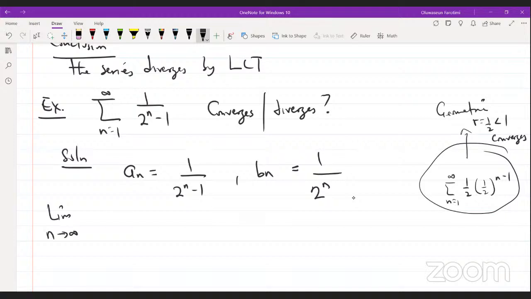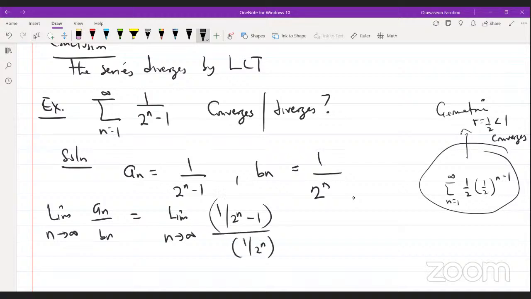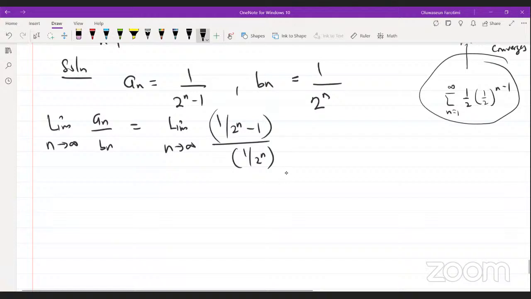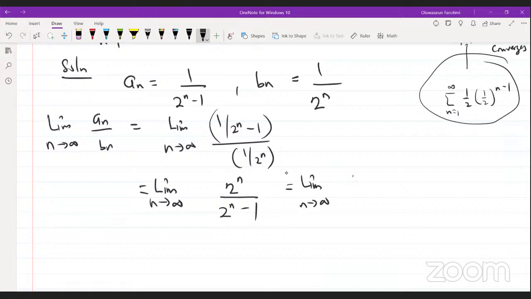The limit as n goes large of an divided by bn. What is an? Limit as n goes large, you've got a 1 over 2 to the n minus 1, all divided by 1 over 2 to the n. Can we do some simplification? Obviously, limit as n goes large, you've got a 2 to the n on top, divided by 2 to the n minus 1. How do I handle this? Again, divide by the highest quantity, both on the top and on the bottom, minus 1 over 2 to the n.